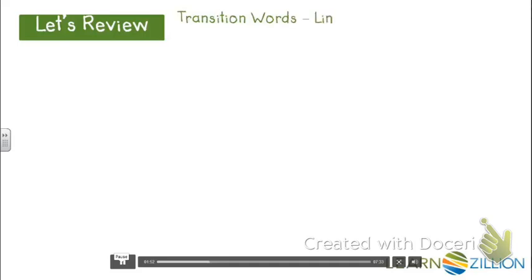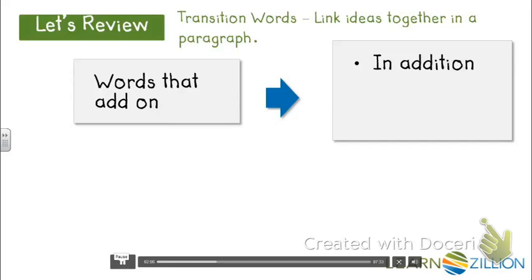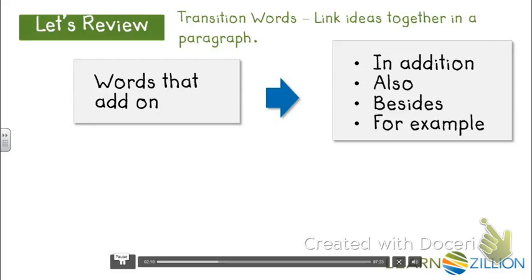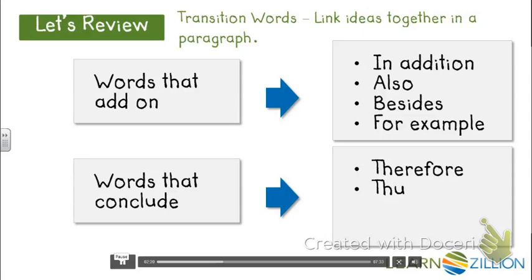Transition words are words usually at the beginning of a sentence that link ideas together in a paragraph. These words fall into two groups. If you want to add on ideas or tie ideas together, you can use words such as in addition, also, besides, and for example. If you wanted words that concluded an idea or ended an idea, you can use words such as therefore, thus, in conclusion, and finally. These aren't all the transition words available, but they are a good example of the transitions you can use to link ideas together.